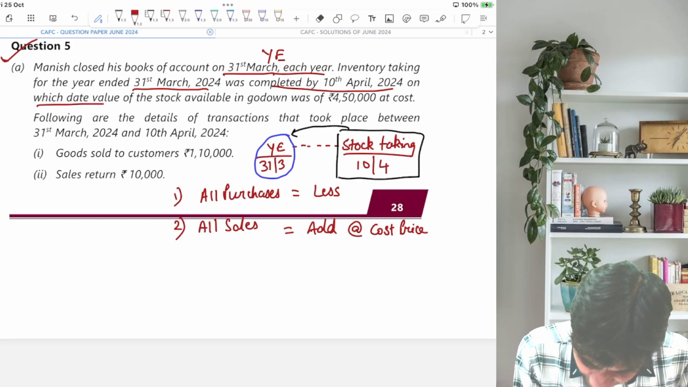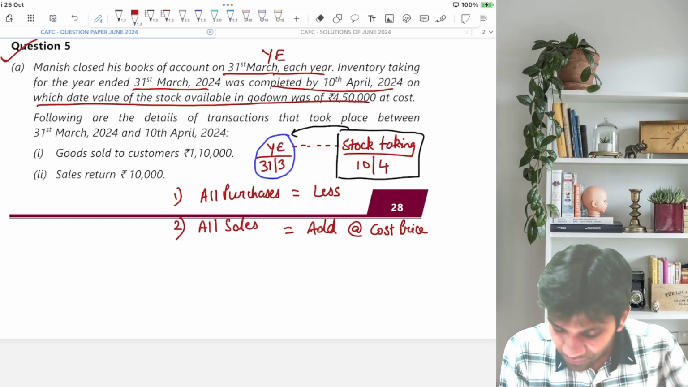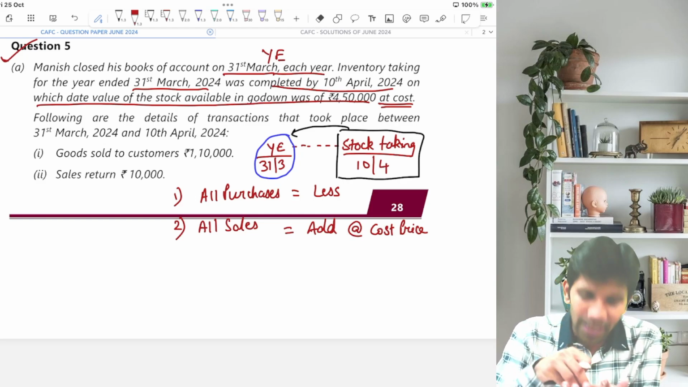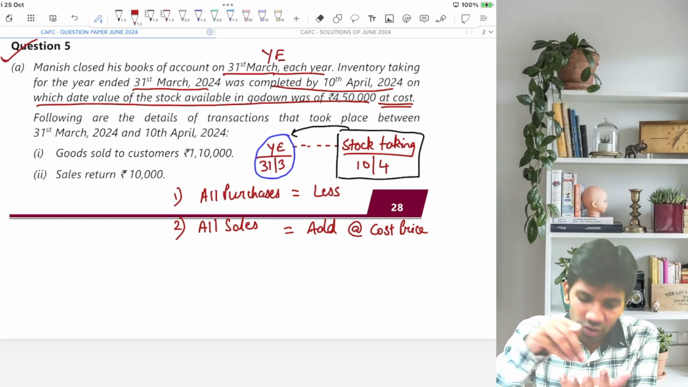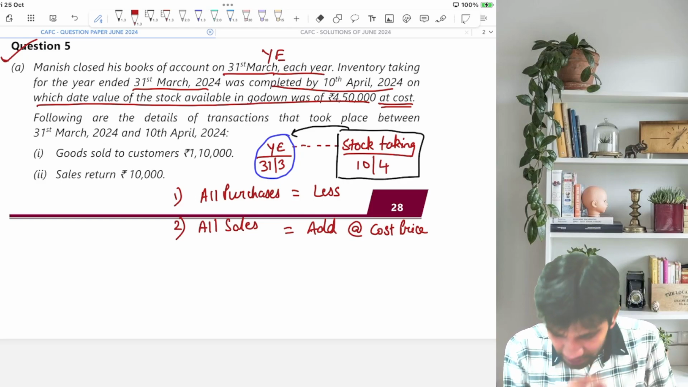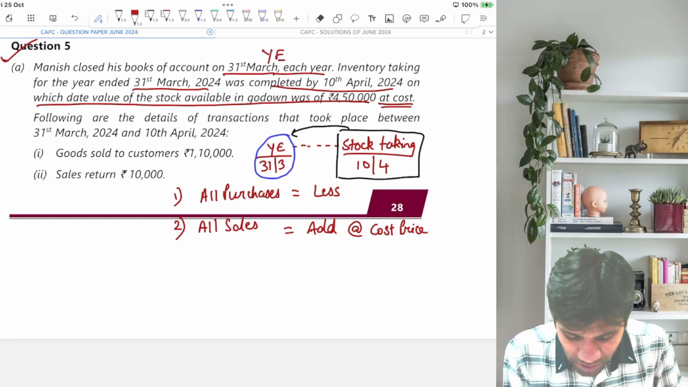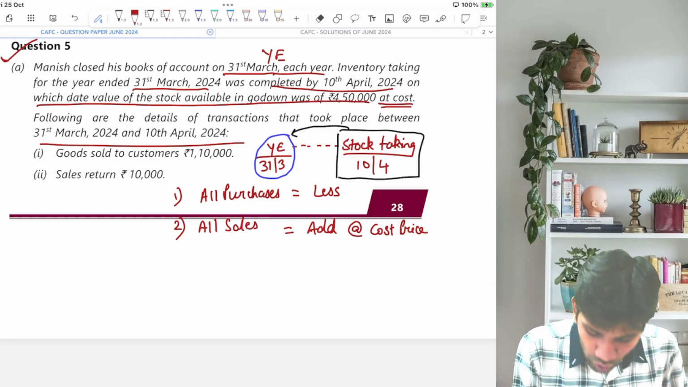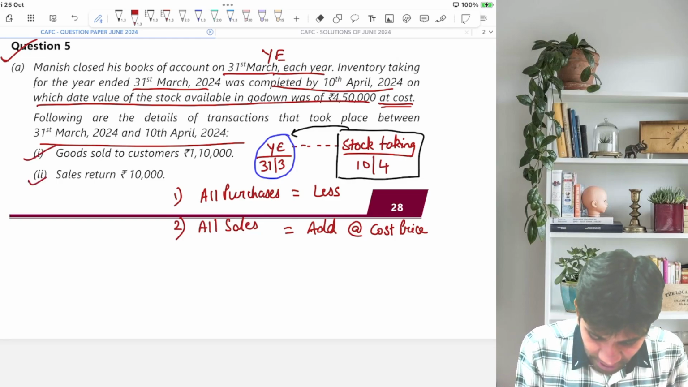On which date the value of stock available in the godown was 4,50,000 at cost. So on 10th April when we took stock taking, the stock was 4,50,000, the amount of goods we were having on 10th April. Now let's start with this. Following are the details of transactions that took place between 31st March and 10th April 2024. Goods sold to customers 1 lakh 10 and sales return 10,000.